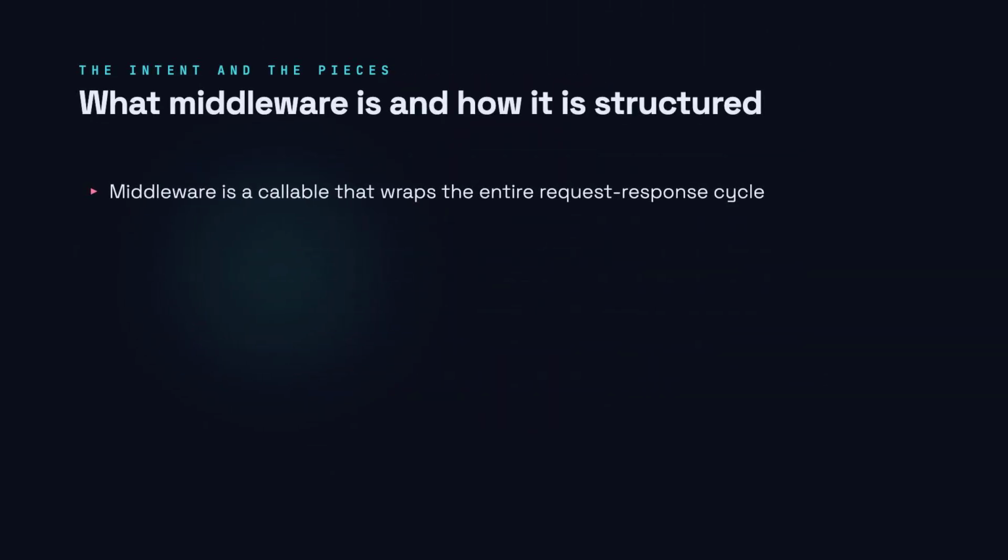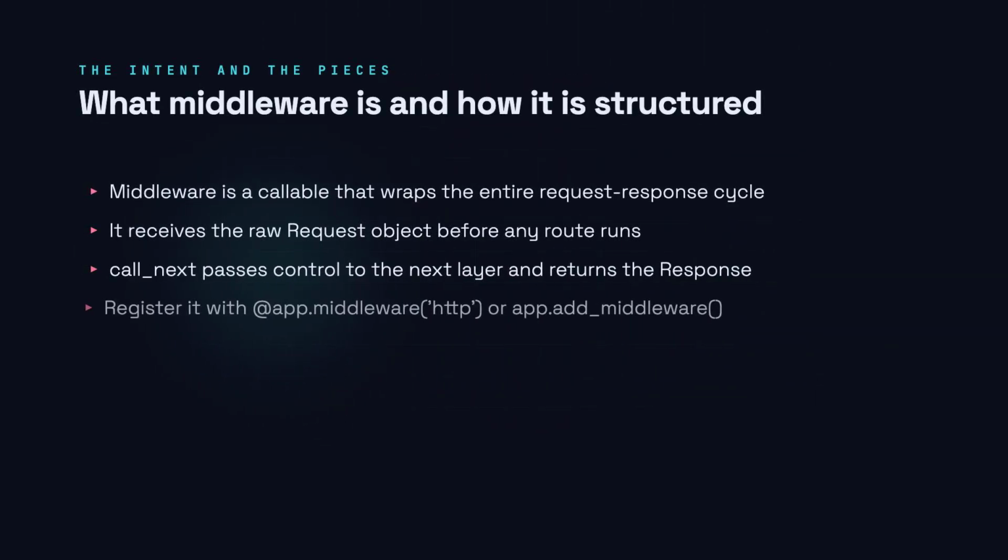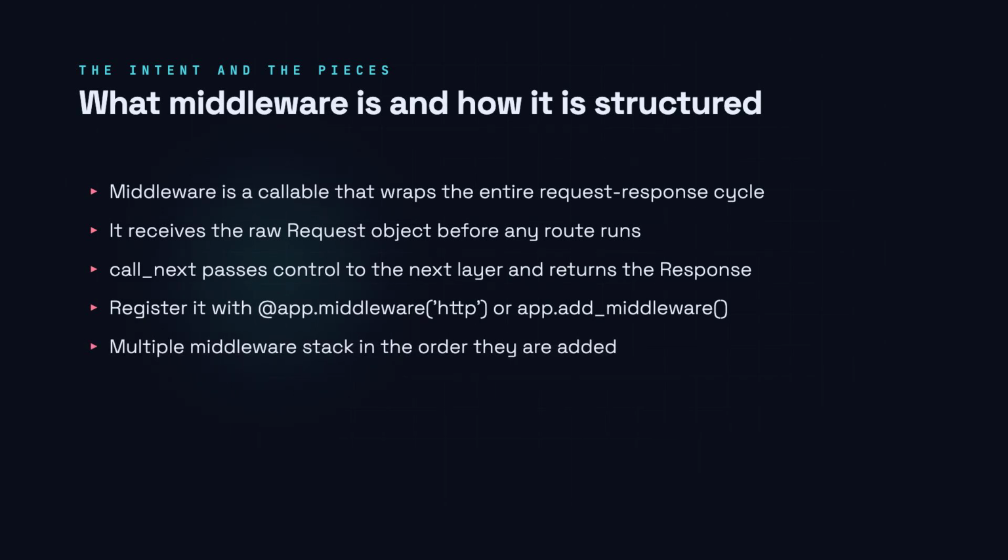Middleware in FastAPI is an async function decorated with @app.middleware, passing the string "http". It receives two arguments, the incoming request object and a callable called call_next. You call call_next with the request to hand control down through the rest of the stack, your routes, dependencies and all, and it returns the response. Anything you do before that call runs on the way in, anything after runs on the way out.